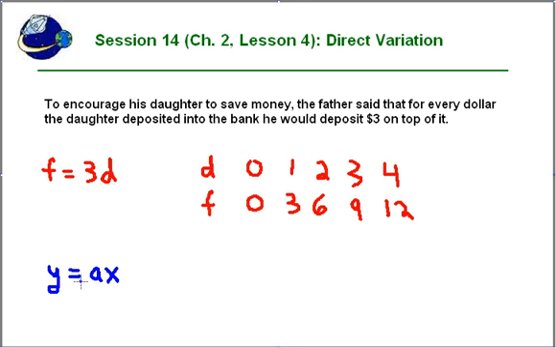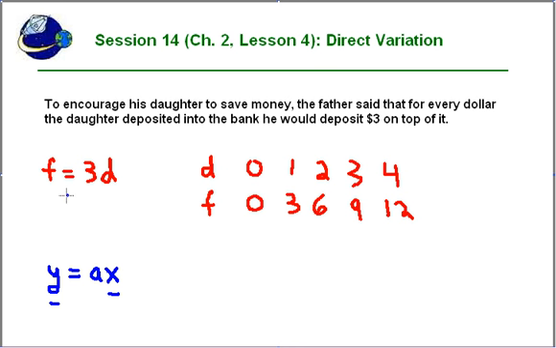So generally speaking, your direct variation is going to have a formula in this format. Y equals A times X. Just as brief explanation, both the X and the Y here are the two variables. And remember, variables mean that the values vary. A is going to represent some constant number that within this formula itself never changes.